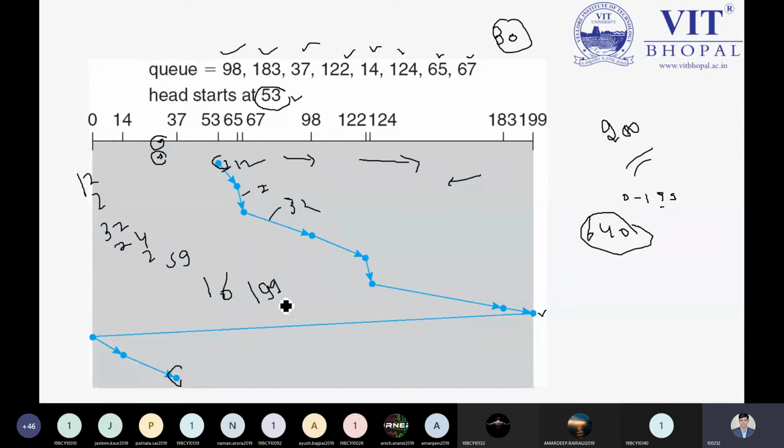And then again continue. So 0 to 14. So 14 will come over here, and here we need to divide. So definitely 23 will come over here. So please add all these values. Then you will get the C-SCAN total head movement. Okay. So please keep in mind all these words.